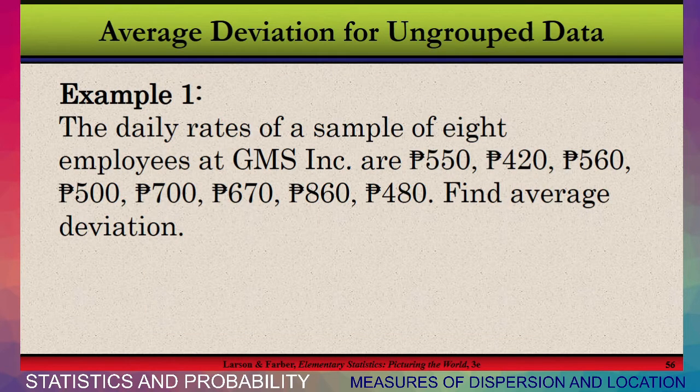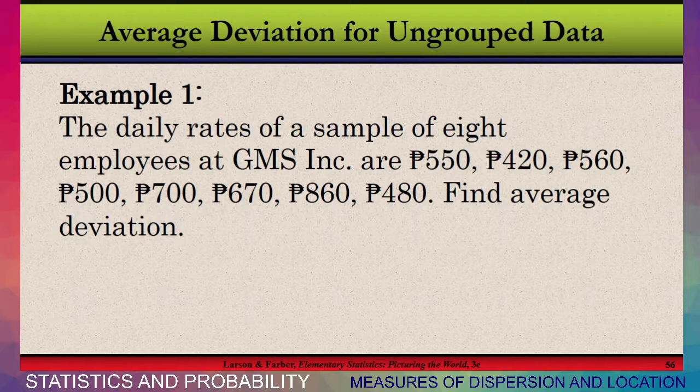So the daily rates of a sample of 8 employees at GMS Incorporated are 550, 420, 560, 500, 700, 670, 860, and 480 pesos. So find the average deviation.